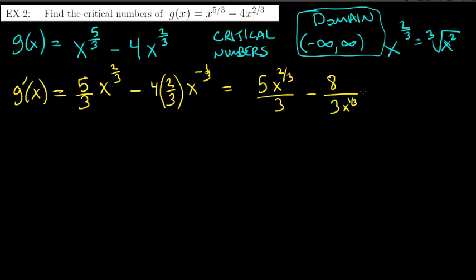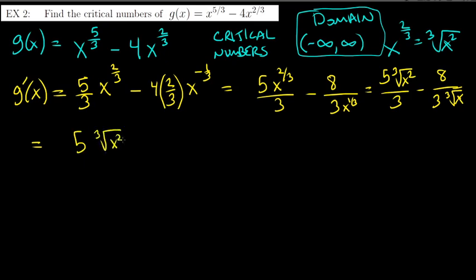So notice what I did here. Instead of with exponents, let's go back to radicals. So 5 times the cube root of x squared over 3 minus 8 divided by 3 times the cube root of x. Okay, so that's my derivative. And before we go any further, can we get a common denominator out of this? We don't have to, but I think it might be helpful here.